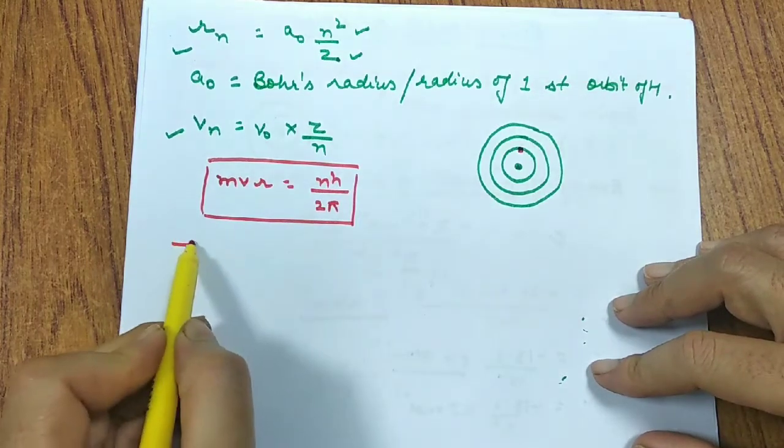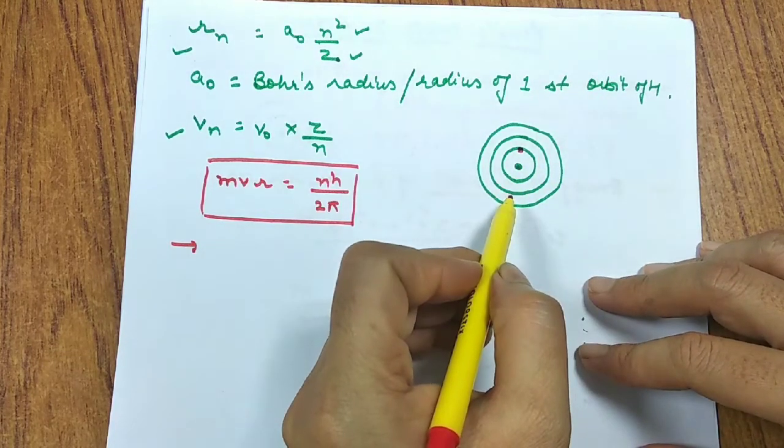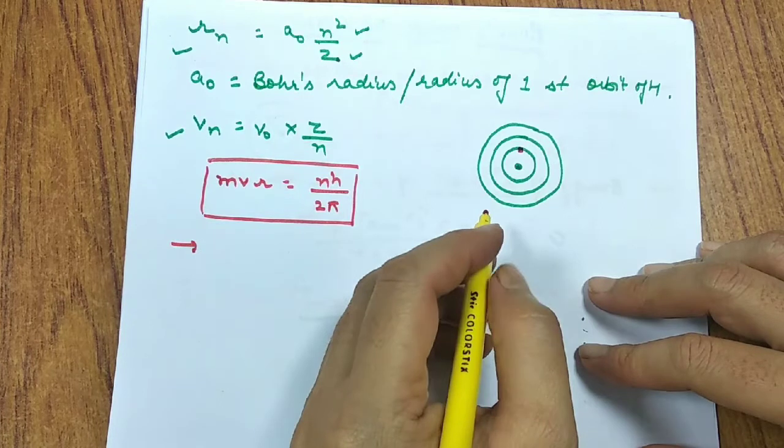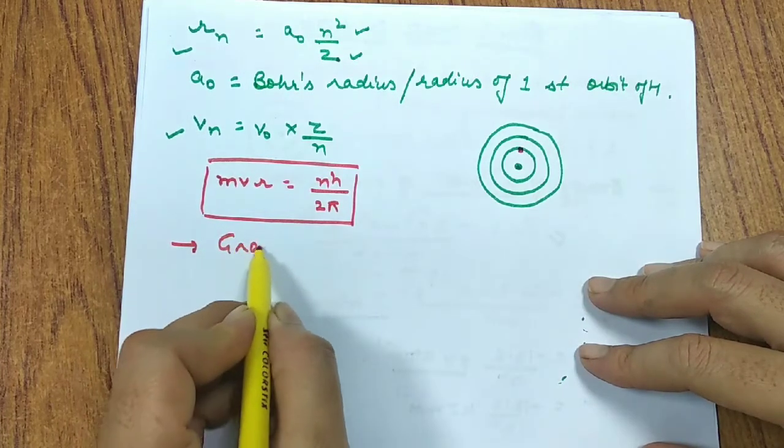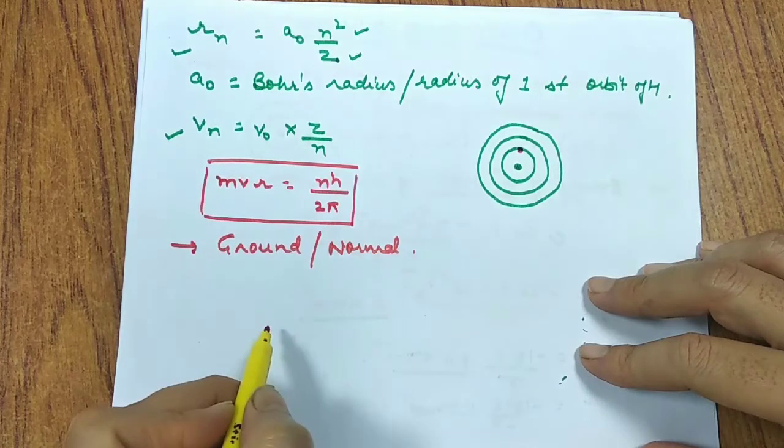Now the next thing Bohr said is that when electrons are present in their normal energy state, they remain there, there is no loss or gain of energy, and that state we call the ground state or the normal state. The electron remains over there.